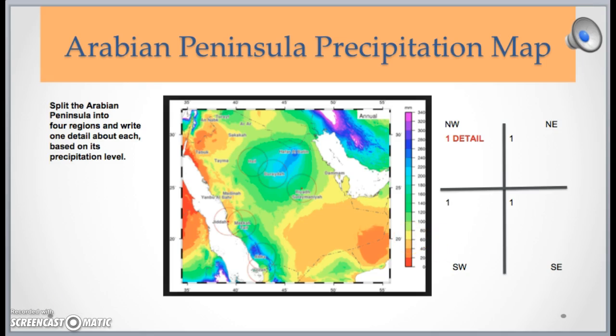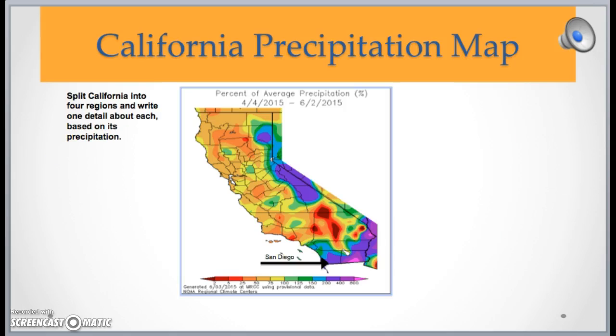After you've done that, then you're going to turn your attention to California. Same thing, only on this map you need to create that diagram on the right hand side, labeling it and giving me one detail in each quadrant. Remember, you're going to do the very same thing. Split California into 4 regions and write one detail. If I'm moving too quickly, again, after I'm done, make sure you tap on the audio icon and you listen to your playback feature.